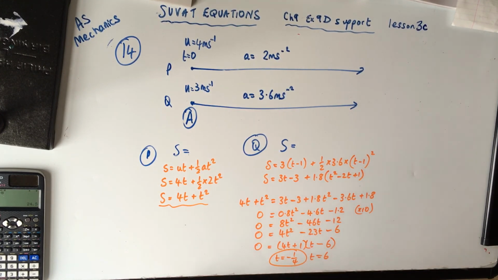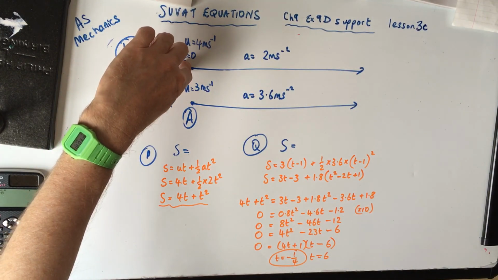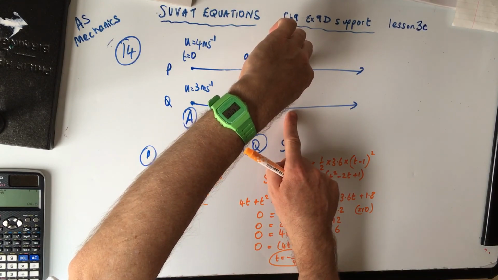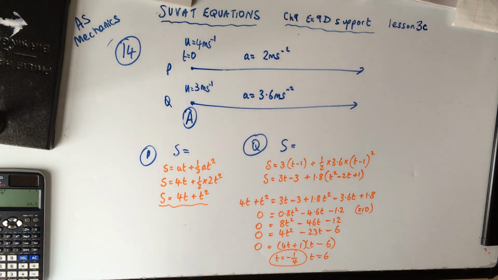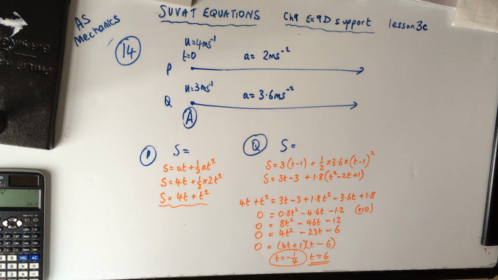That doesn't exist. We don't have a time of minus a quarter. So after 6 seconds, that means after this has been travelling 6 seconds, this one of course has only been travelling 5 seconds. They have passed each other, okay? But that's after 6 seconds, after P starts accelerating off from 4 meters per second. Okay, so after 6 seconds, and then of course you want to find where they meet.